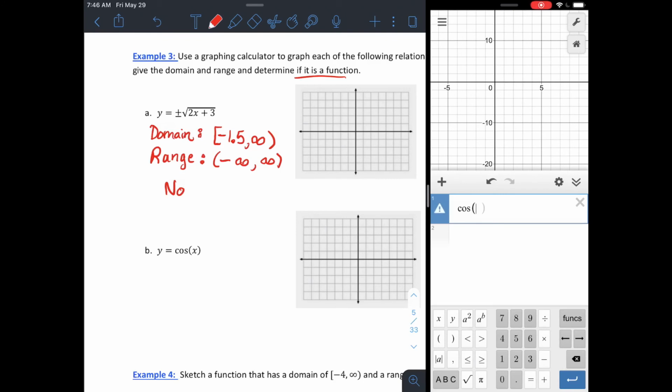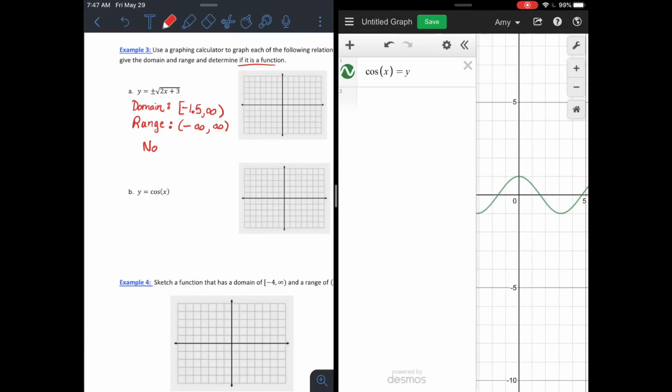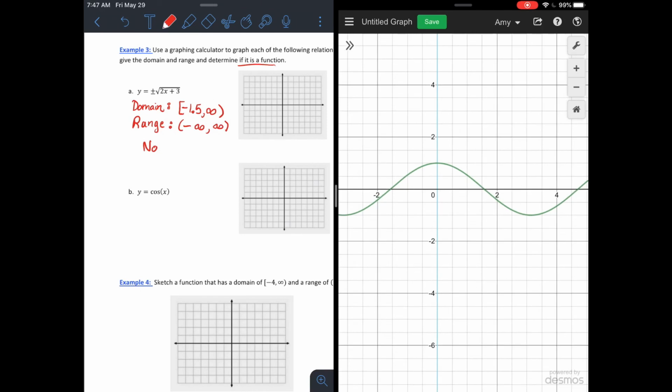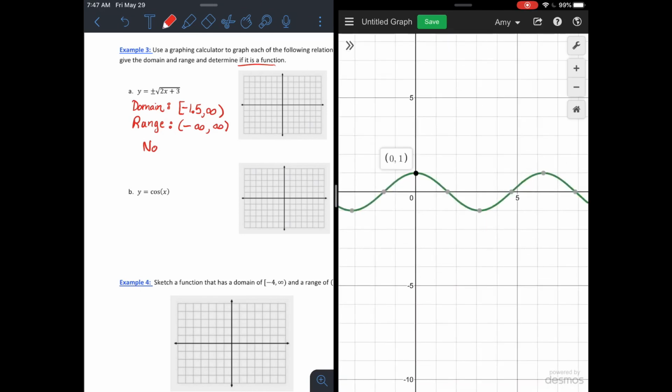B is a trig function. We've got cosine, so under your functions menu you can pick cosine, and then if you look at it, cosine has kind of a fun graph. It is wavy, bounces back and forth, up and down. So your domain, left and right, it stretches on forever and ever and ever. So from -infinity to infinity is going to be your domain.